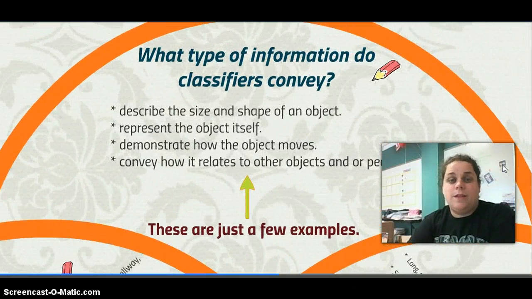What kind of information might they classify? They could show the size and shape of an object. They can represent that object. They can show how it moves. They can show how it relates to other objects. They can also show where it's located. These are really just a few things that classifiers do. We're just barely brushing the surface on classifiers. There's so much more that they do than we're going to learn in this level. So we'll get more in depth as you move on.